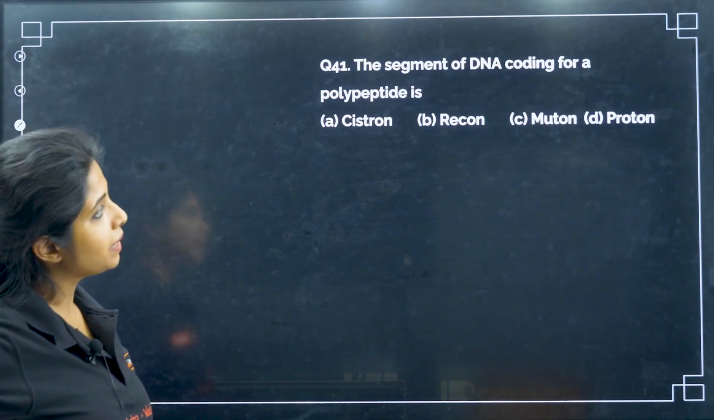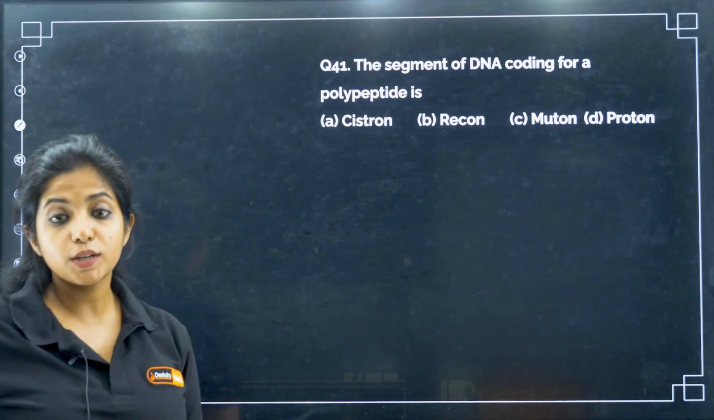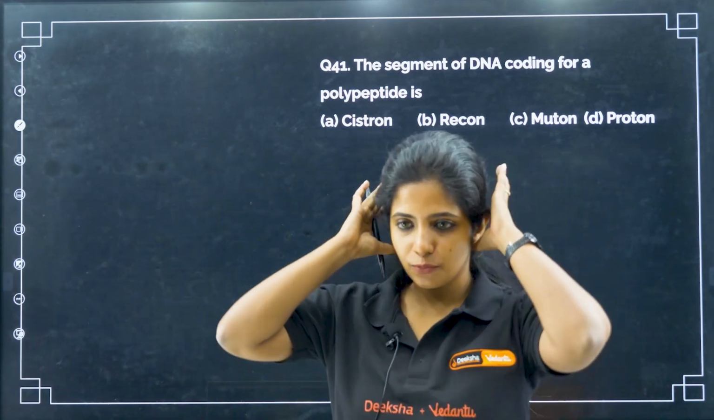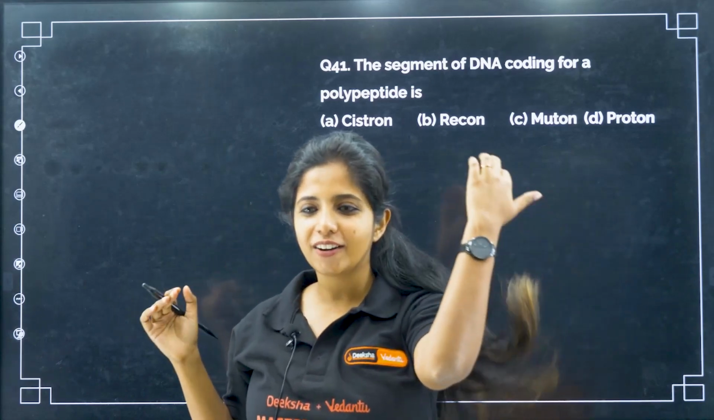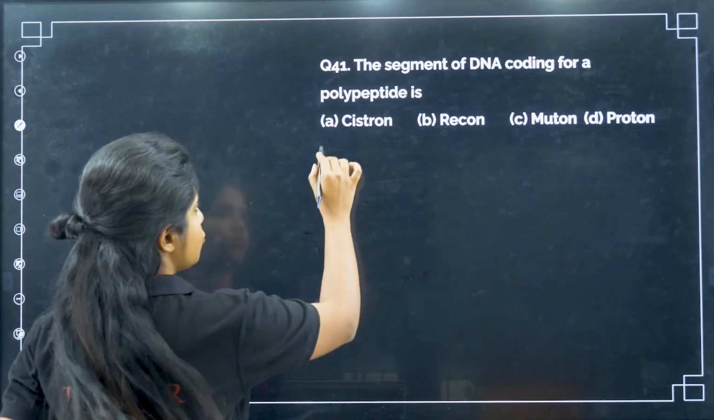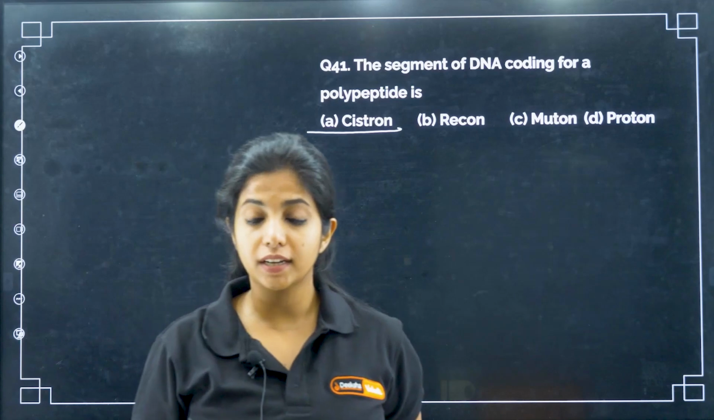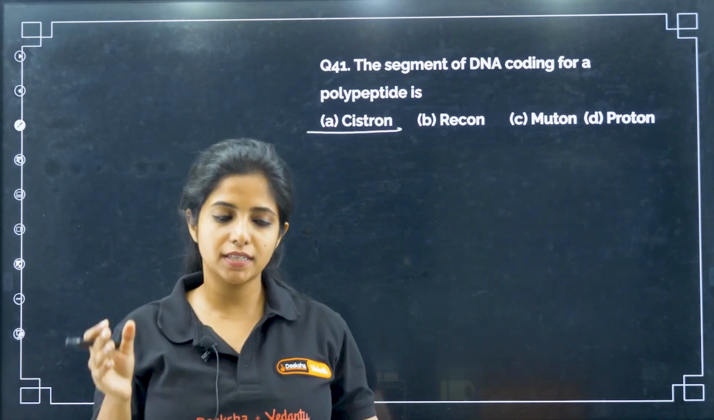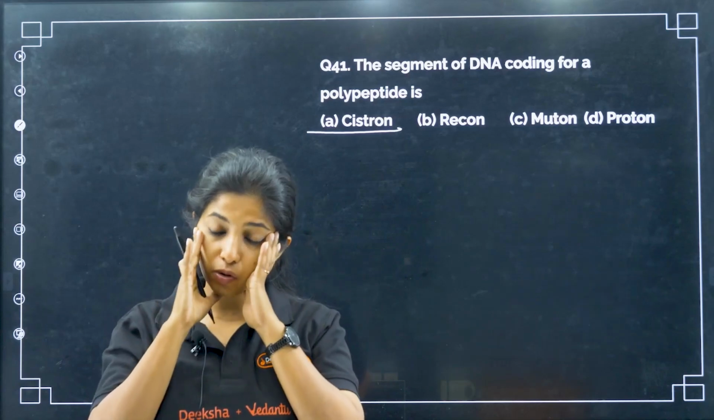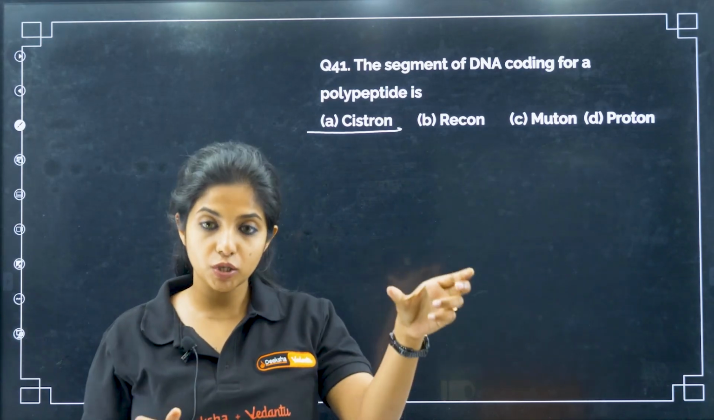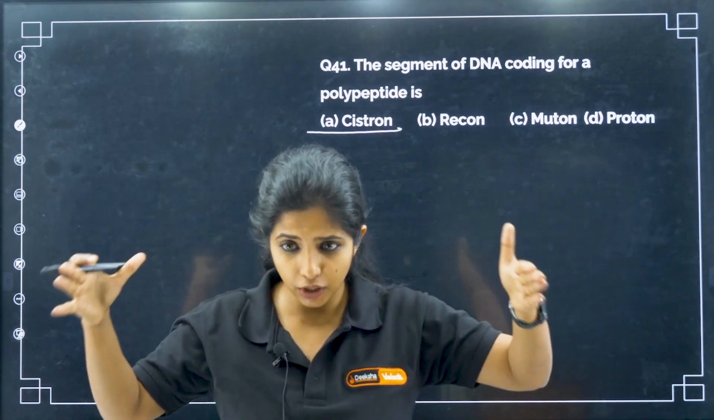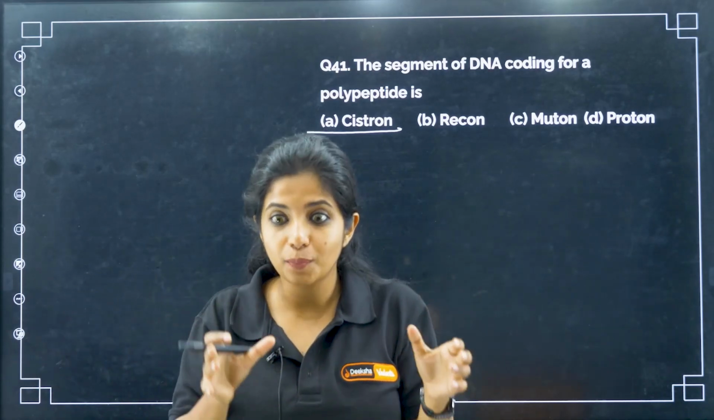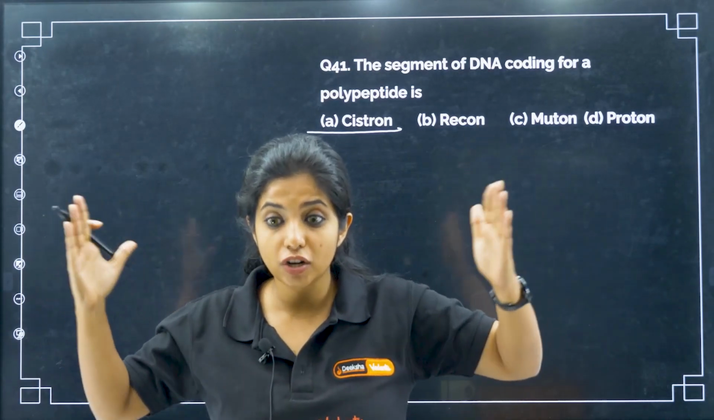Now, the segment of DNA coding for a polypeptide, the segment of the DNA that codes for the polypeptide, what do you call this? Cistron, recon, muton, proton. Your answer is cistron. You might have heard about monocistronic and polycistronic genes. Monocistronic means they just have one cistron that is going to code for only one gene. Polycistronic means multiple: you have multiple cistrons, multiple genes in one particular structural gene unit.